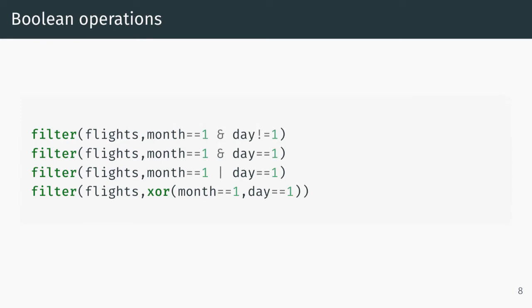And we can use Boolean operations. So we have the AND operation. So we can say month equals 1 and day is not equal to 1, or month equals 1 and day equals 1. Month equals 1 or day equals 1. And this is exclusive or: month equals 1 or day equals 1, but not both. In this case it is not both.